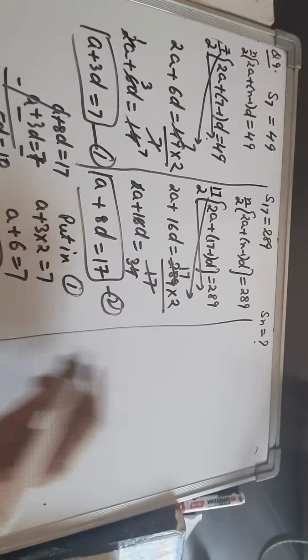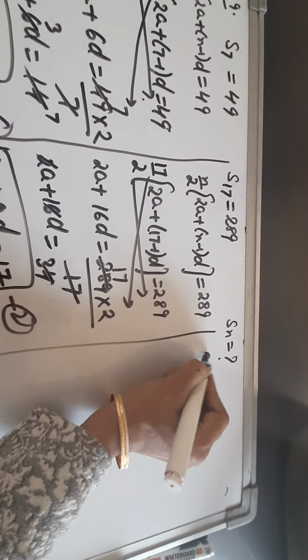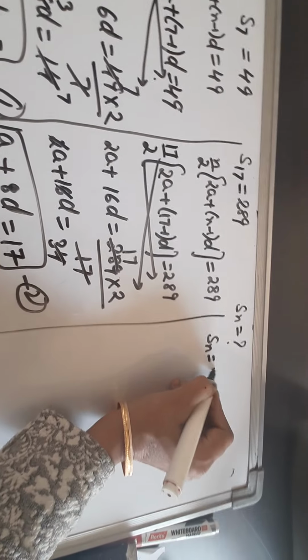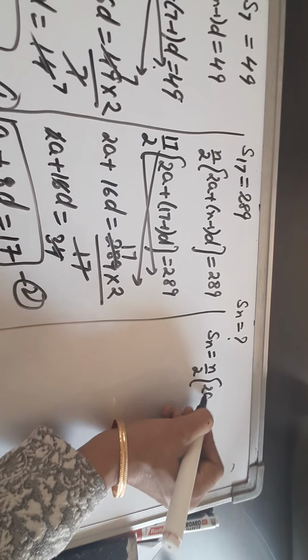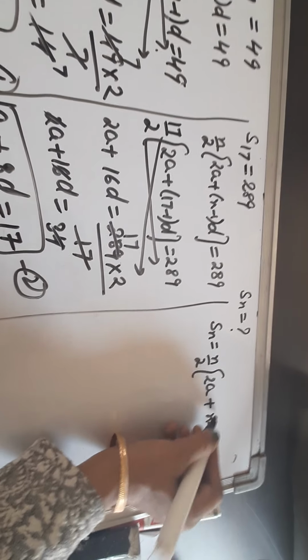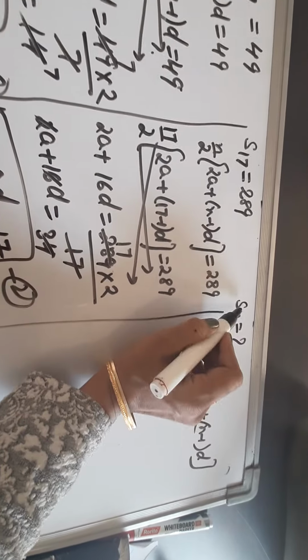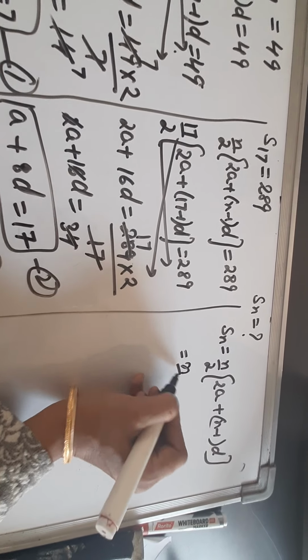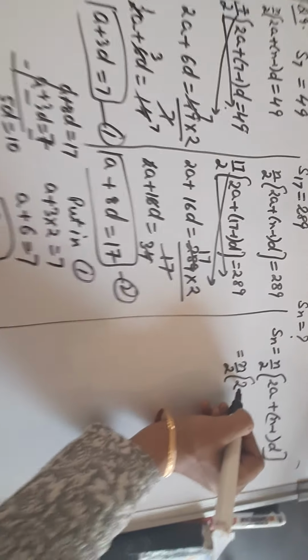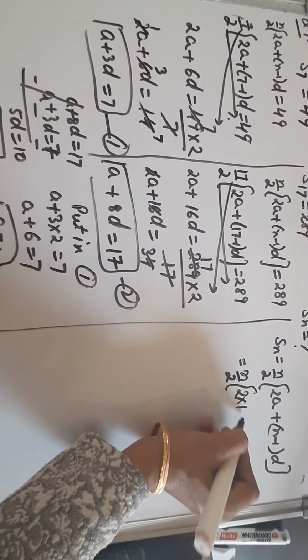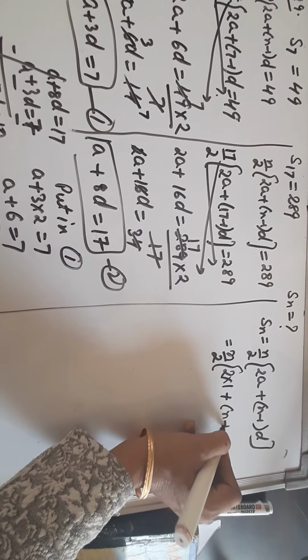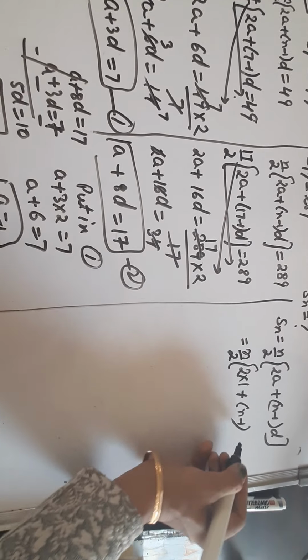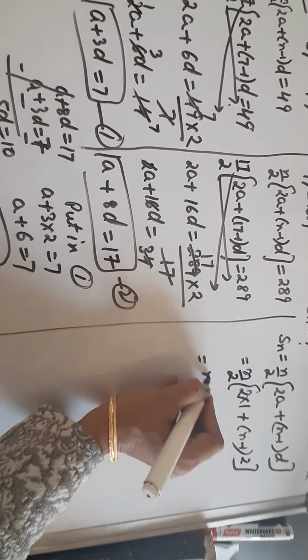Now let us solve for the unknown part. Sn we need to find out. So n/2 into 2a plus n-1 into d. Dear students, now this is Sn, means n की value n ही रहेगी, no change. n/2, 2a. What is a? A is 1, plus n minus 1 will remain the same, into d is 2. So let us solve it completely.